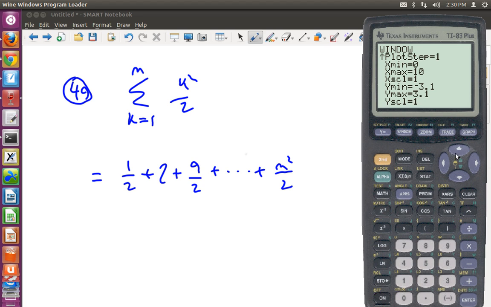It's not big enough, my y max. So my y min can be 0 because I don't have any negatives. My y max has to be at least 50. Let's make it 100. So how about a scale of 10? Now let's regraph it and see what we get.